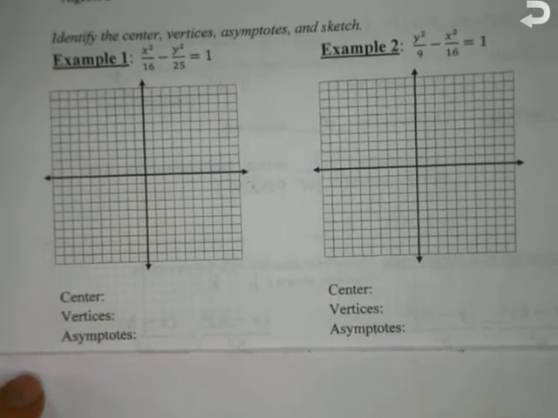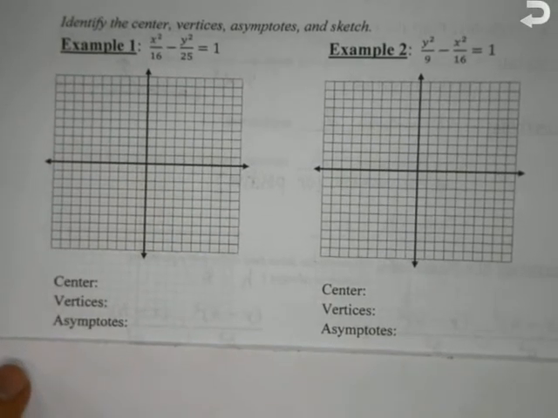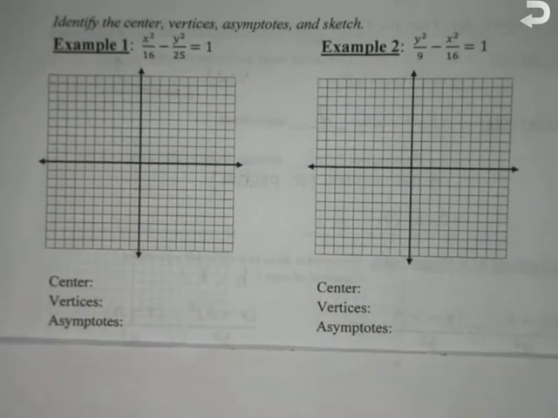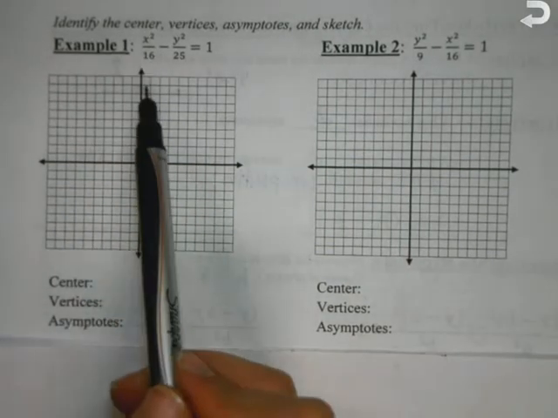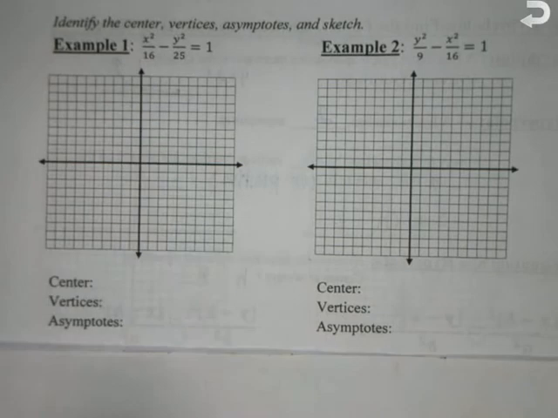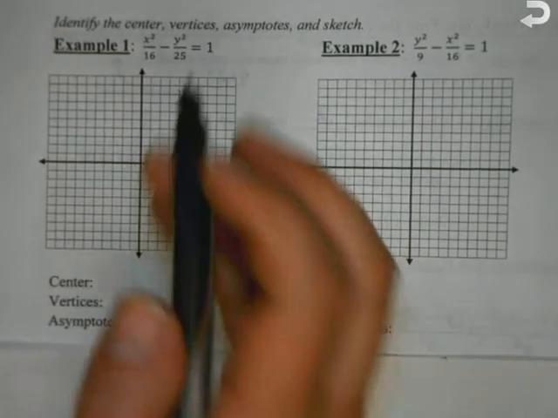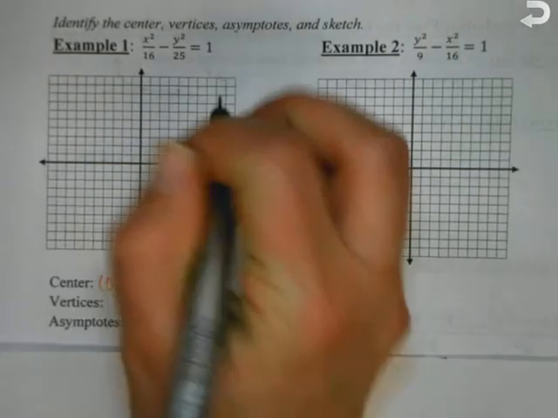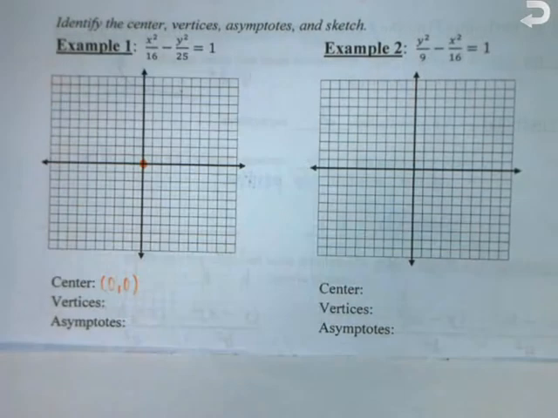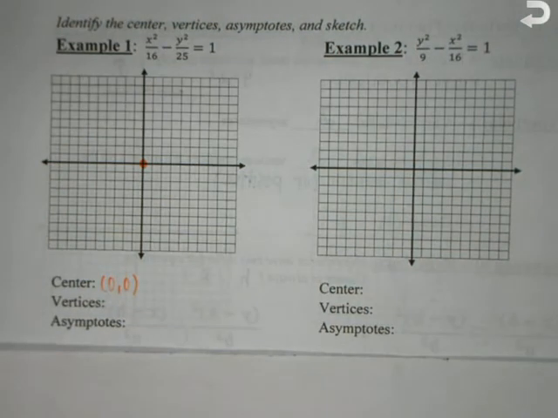Everything is pretty similar to how we graphed ellipses, except for the asymptotes. So first of all, let's find the center. What's the center here? 0, 0. So let's graph it right now before we forget. And just like any ellipse, we have to find how much I go in the x direction and how much I go in the y direction.